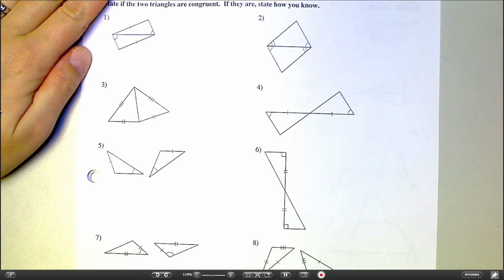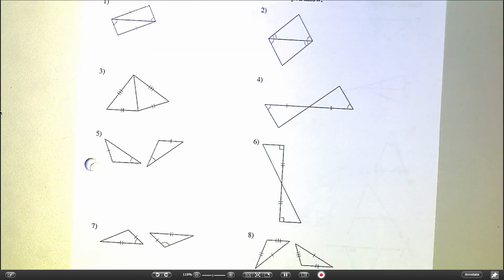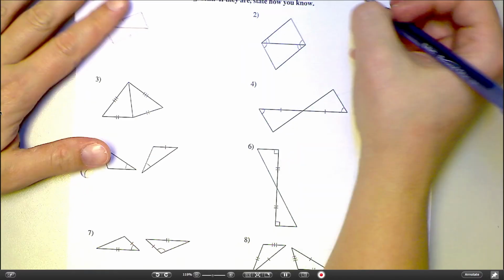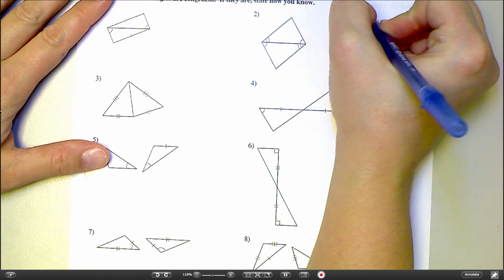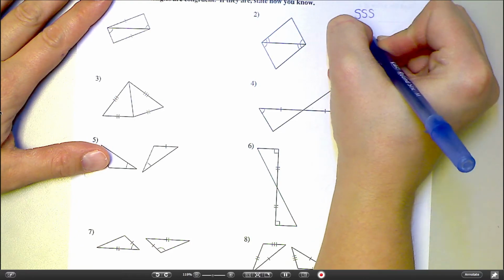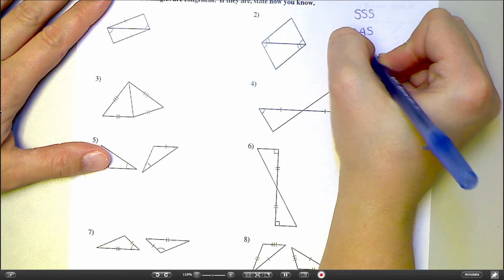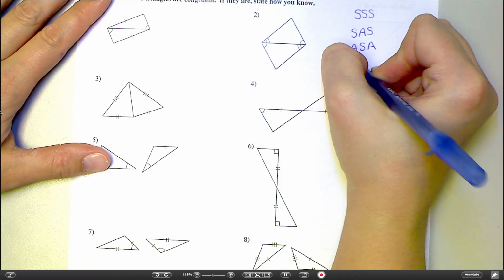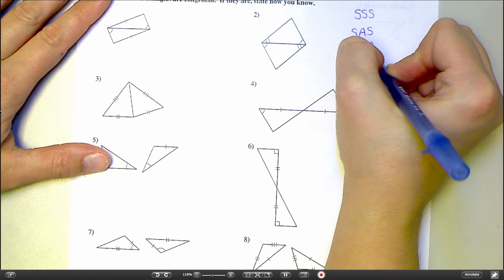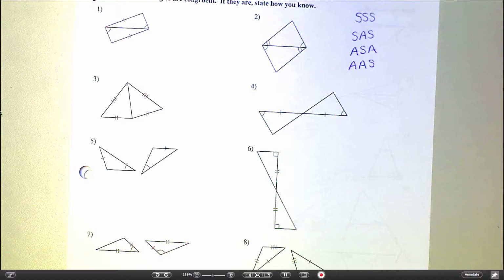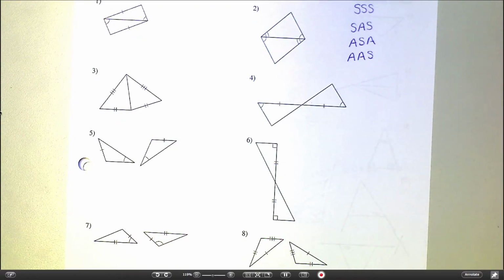All right, these ones, probably we don't need to spend a lot of time on these. These are your triangle congruence theorems. So these are SSS, SAS, ASA, AAS. Okay? Any one of these in particular that you need help with? Number 6? Okay. Side angle side.